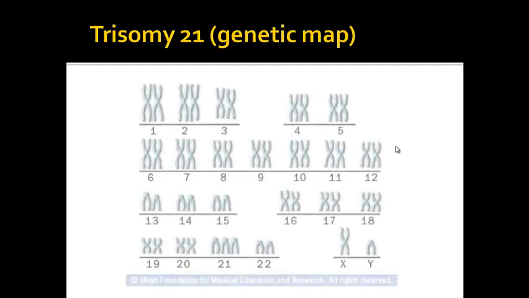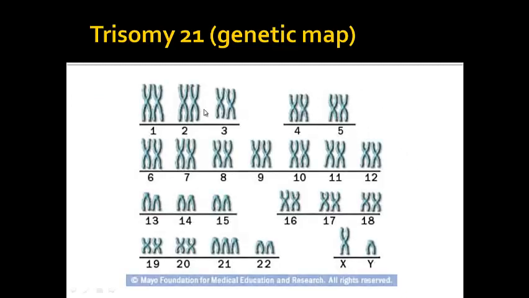So with a genetic map, what we're looking at is the distribution or the arrangement of the chromosomes and their specific positions. So notice how at every position from 1 until 20, there are 2 copies of the chromosome. However, when we get to position 21, we find 3 copies. So that means that their genetic makeup puts them at having an extra chromosome at this position.